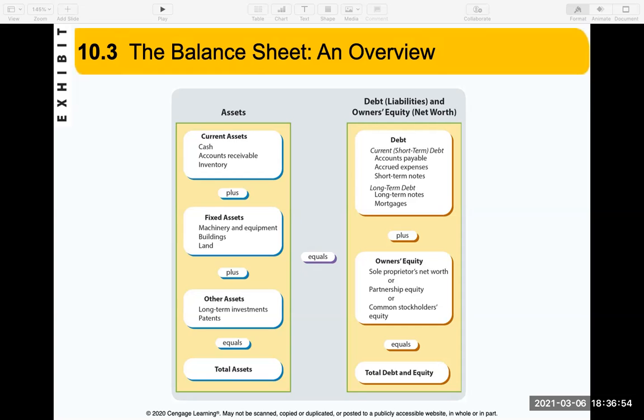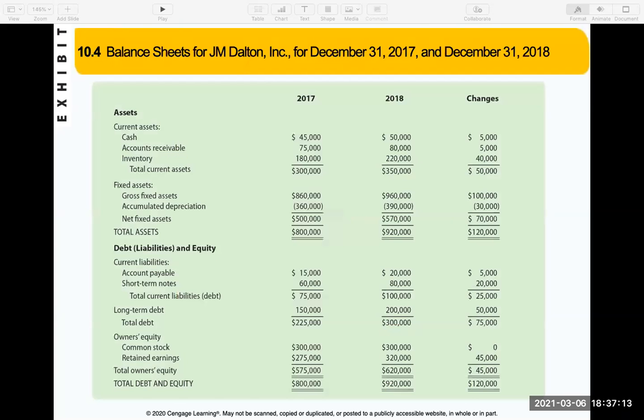The total assets should equal the total debt because we have the land, because we took out a loan on the mortgage, right? So we have the equipment because we either financed it with debt or owner's equity. We have inventory because we financed it with debt or owner's equity. So that's why it should remain the same.